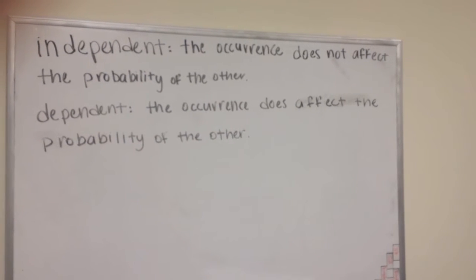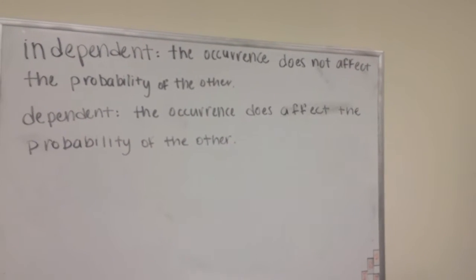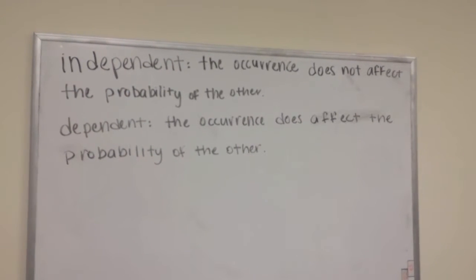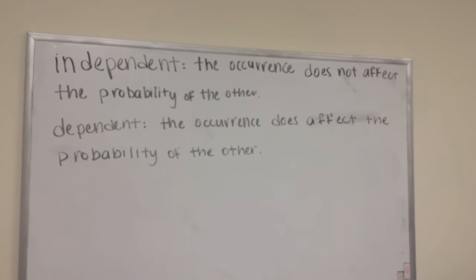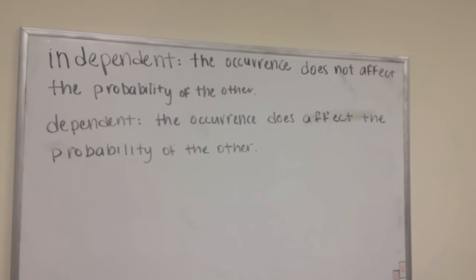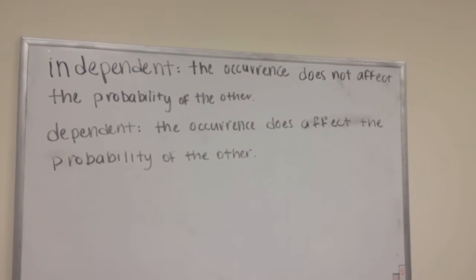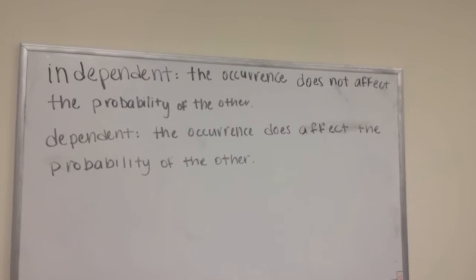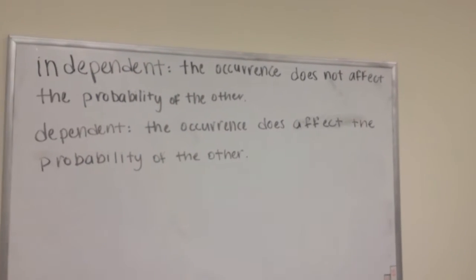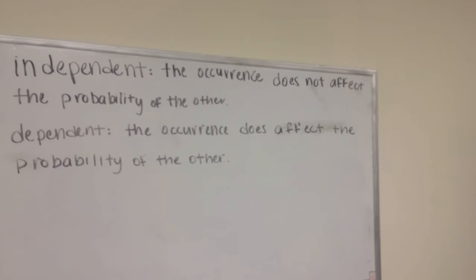Independent: the occurrence does not affect the probability of the other occurrence, and with dependent, the occurrence does affect the probability of the other. So an example of independent would be rolling a die and then spinning a spinner. Those two have nothing to do with each other, but if you were to pick a card and then not replace it and then have somebody else pick a card, that would be dependent.